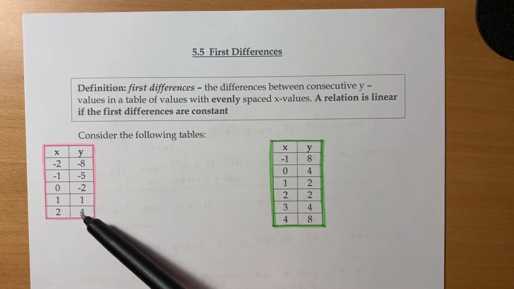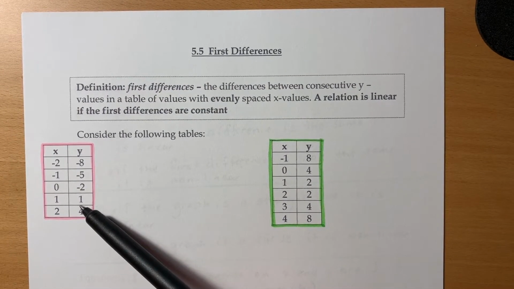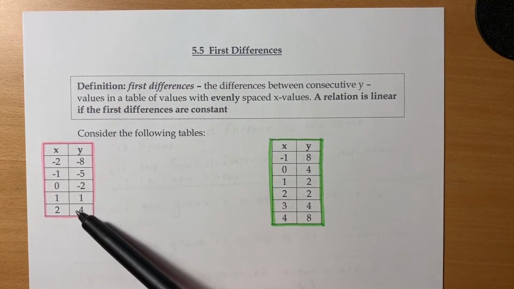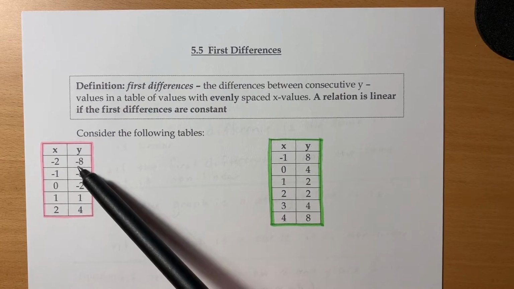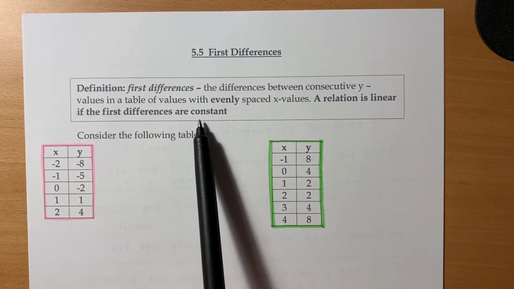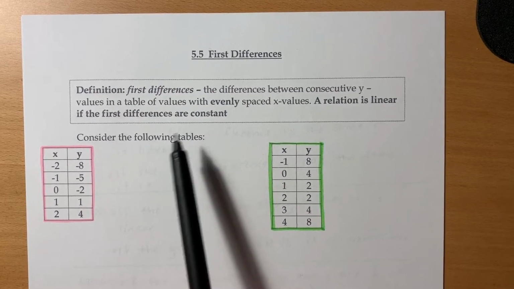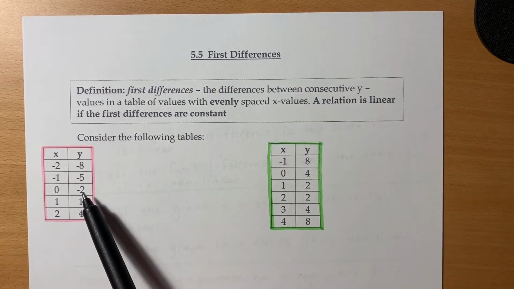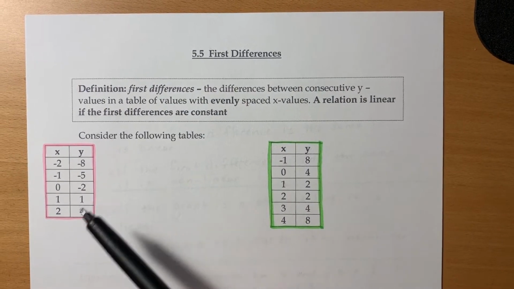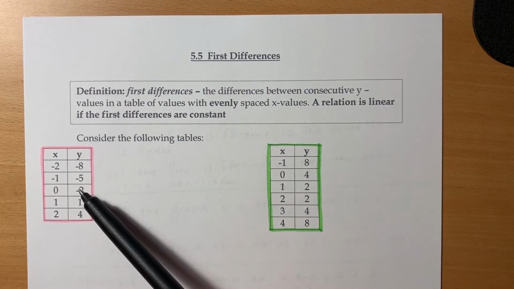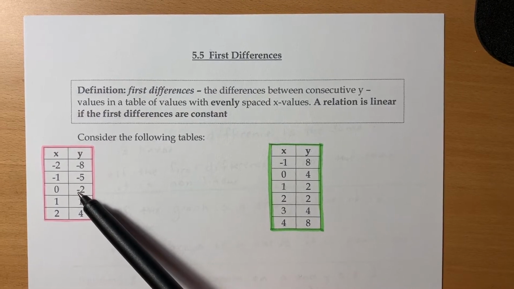Okay, so what we're going to do is take the difference between the y values. Taking the difference means you're going to subtract them. When you take the difference between the consecutive y values, so the ones right after each other, if all those numbers are the same, or constant, then if you graph it, it will be a linear relation, which means it will be a line. If the differences are not the same, then it will not be linear, and we call that nonlinear.